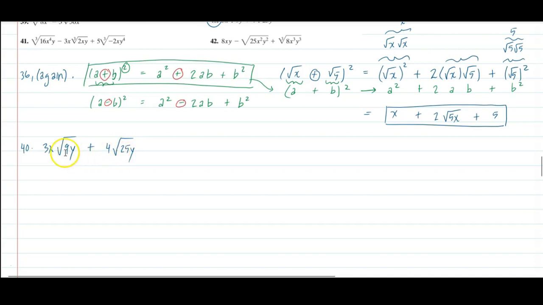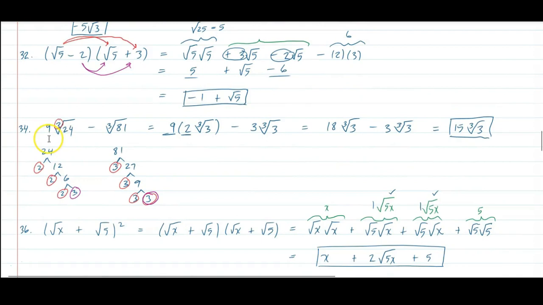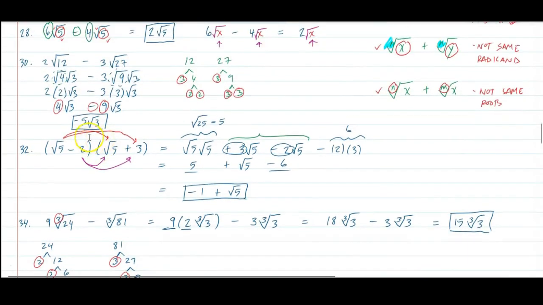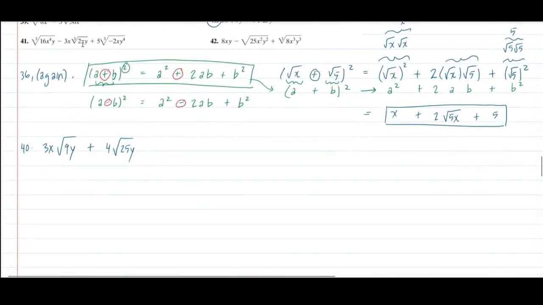Now you can look at them and ask, could you possibly make the two radicands look the same? And where have we done that before? We've tried that technique in number 34. We've tried that technique in number 30 and 28, right? So we're using that same exact logic, but this time we have variables on the inside.